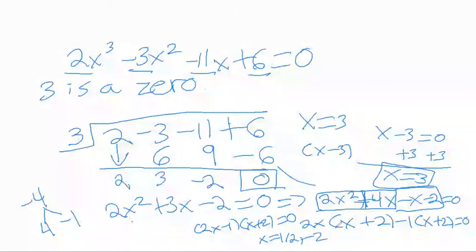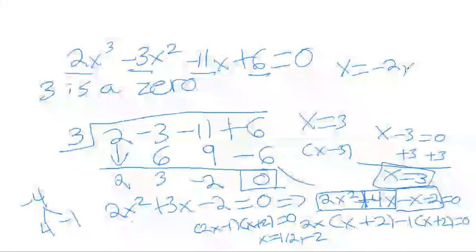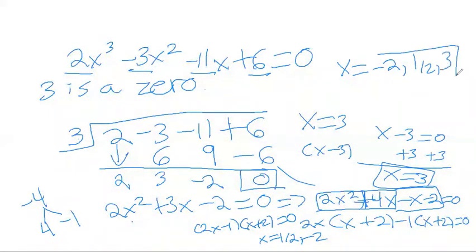So that means when I set them both equal to 0, x is going to equal 1/2. And x is going to equal -2. So therefore, all the solutions to this third degree polynomial equation are -2, 1/2, and 3. So that's going to do it for today.